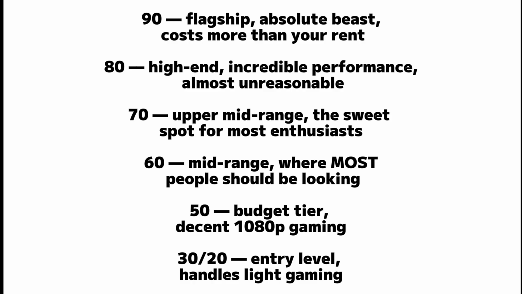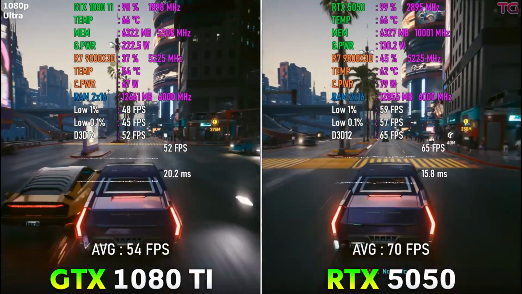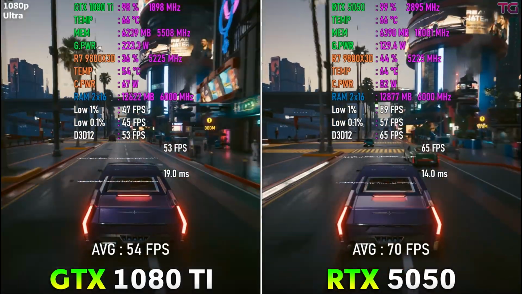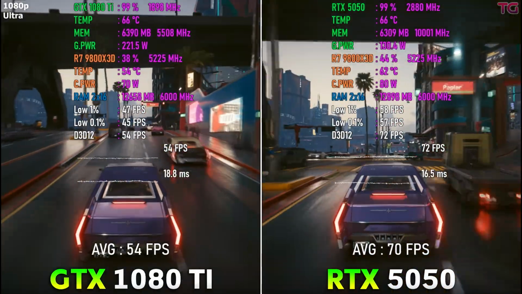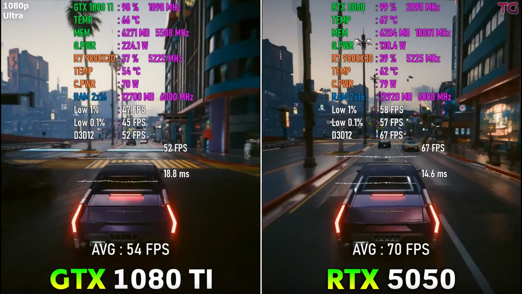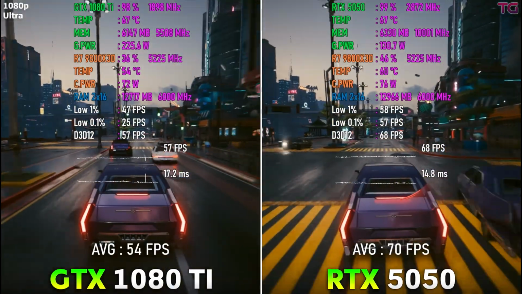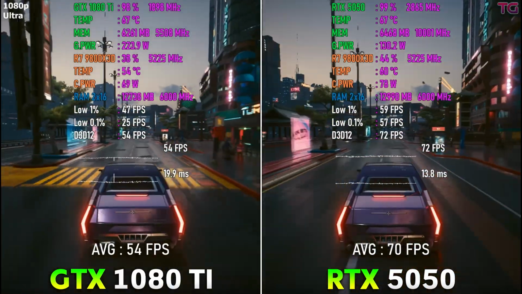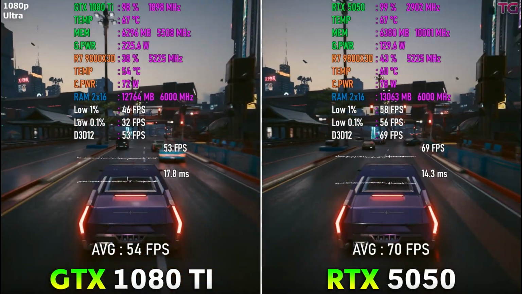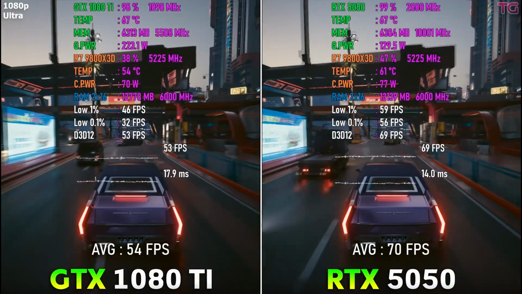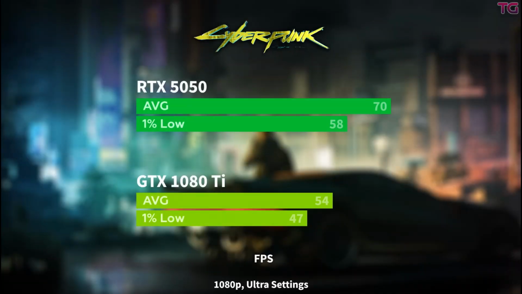Here's the key rule though, and tattoo this on your brain. A newer generation lower tier card often beats an older generation higher tier card. For example, an RTX 4060, in many games, beats an RTX 3070. Newer generation, lower number, but still faster. So don't just look at the model number. Check benchmarks. Always check benchmarks.